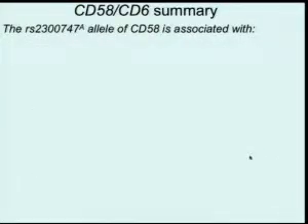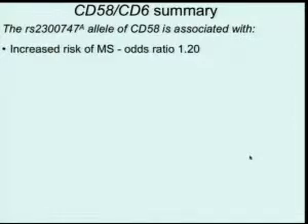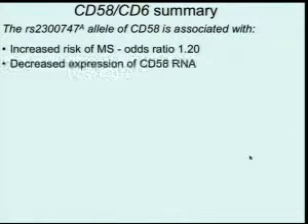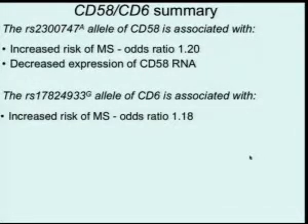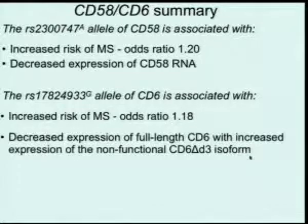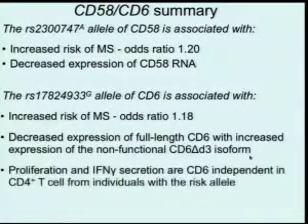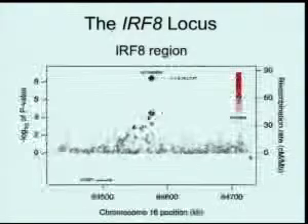So in summary, this A allele of CD58 is associated with the increased risk of MS and decreased expression of CD58, whereas the 178 allele is associated with increased risk again, and again decreased expression of full-length CD6 with a non-functional delta 3 isoform. And we find that the proliferation and gamma secretion becomes CD6 independent in those individuals, again providing perhaps part of the mechanism for disease risk.